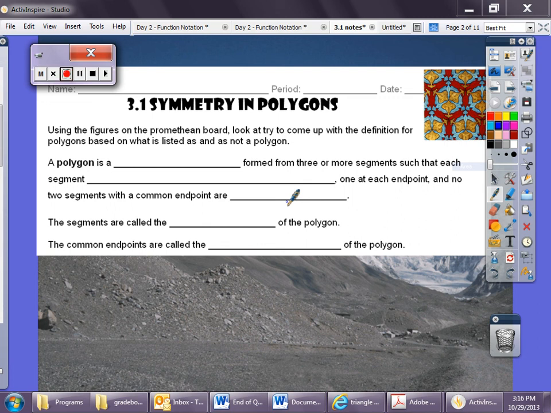Alright, starting Unit 3, Symmetry and Polygon. So our notes for 3.1, Symmetry and Polygon.